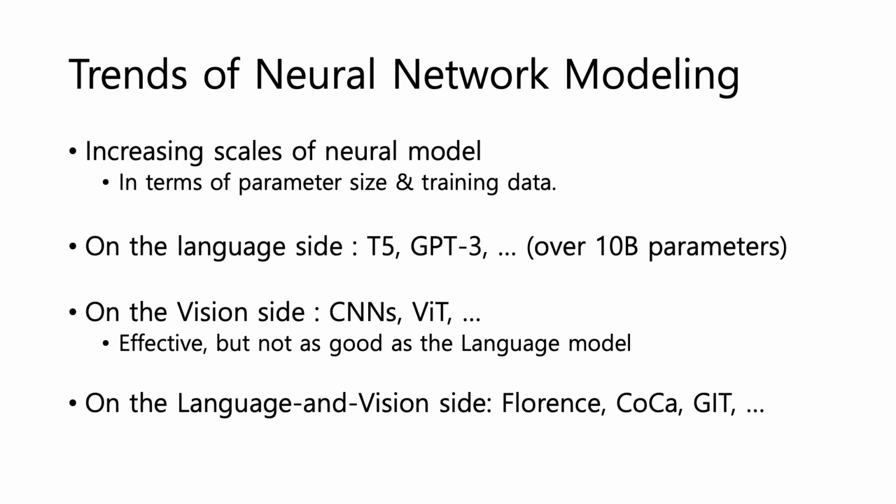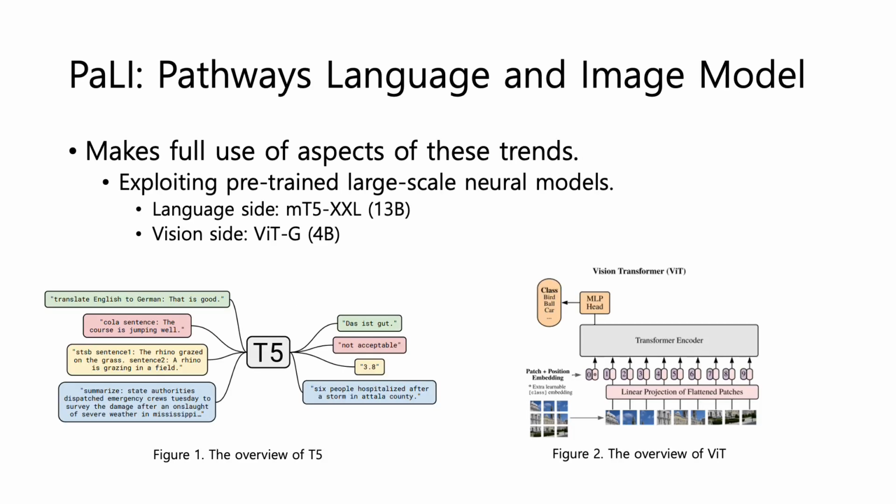They have parameters of at least 10 billion and in some cases close to 500 billion. On the vision side, models like CNN and ViT have seen similar benefit but not as effective as language models. Also, on the multimodal language and vision side, there are several models increasing scales of neural models. The proposed model, PaLI, Pathways Language and Image Model, starts from making full use of the advantage of these trends.